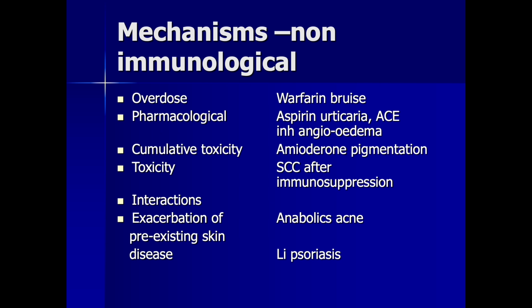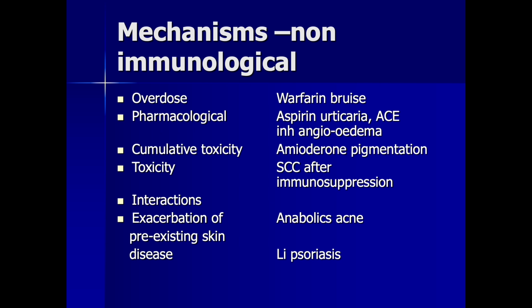We can see certain reactions where pharmacology can explain the reaction. So aspirin-induced urticaria is relatively well described, and it's due to the effect of aspirin on prostaglandins and leukotrienes. ACE inhibitors can produce angioedema, and this is mediated through their effect on bradykinin. So there's a pharmacological explanation for these. We see skin reactions to cumulative toxicity. An example of this might be the blue pigmentation that is developed after long-term use of amiodarone.